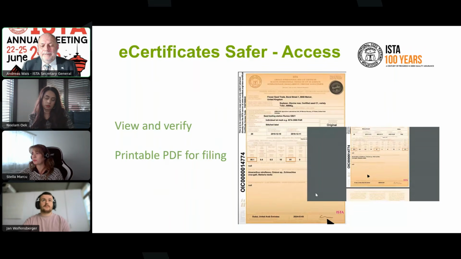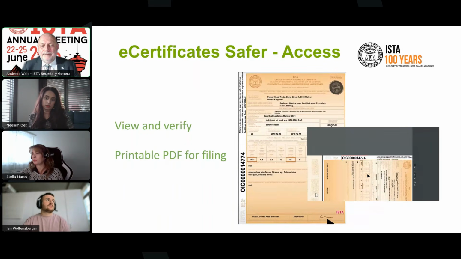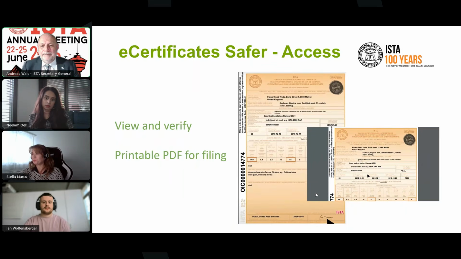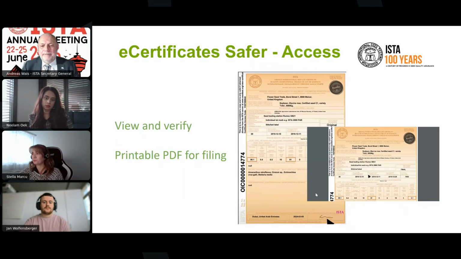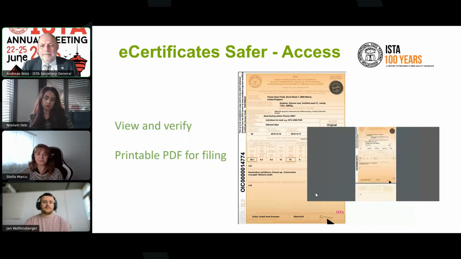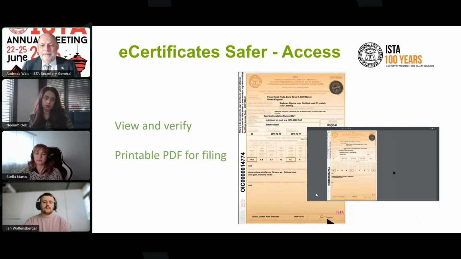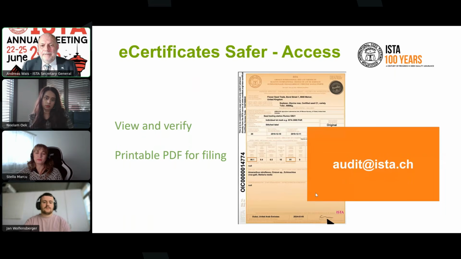The login details can also be found on any PDF copy of this certificate. You can view the eCertificate online, examine the details, and see who signed it. Click the download symbol to save the certificate in PDF format to your device. Do you need further help to view an eCertificate? Please contact audit@ista.ch.